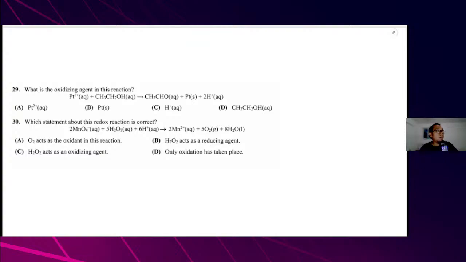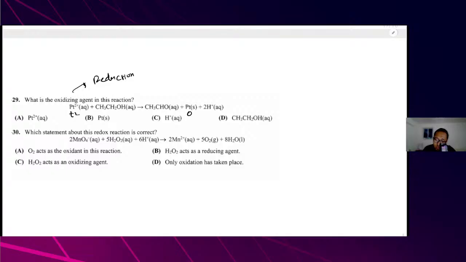The last part of this topic. Okay, we are almost done for the last part. What is the oxidizing agent in this reaction? Again, oxidation will cause the reduction. Oxidation agent will cause reduction. Pt is 2 plus, and then it will be 0. So which one is this Pt? Reduction, right? Reduction. Okay. So Pt is the oxidation agent, I'm pretty sure.